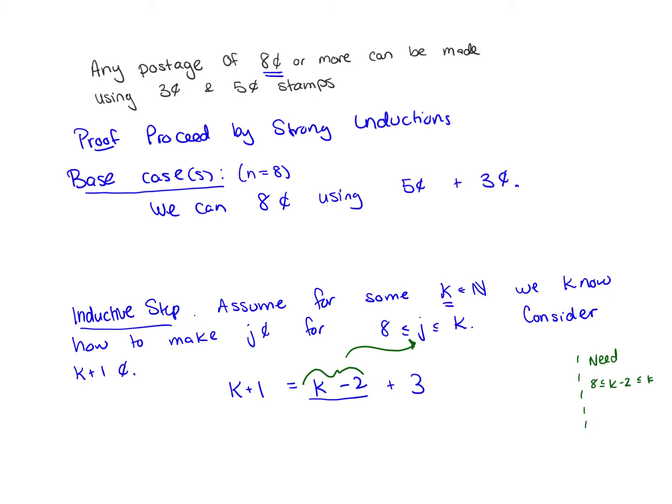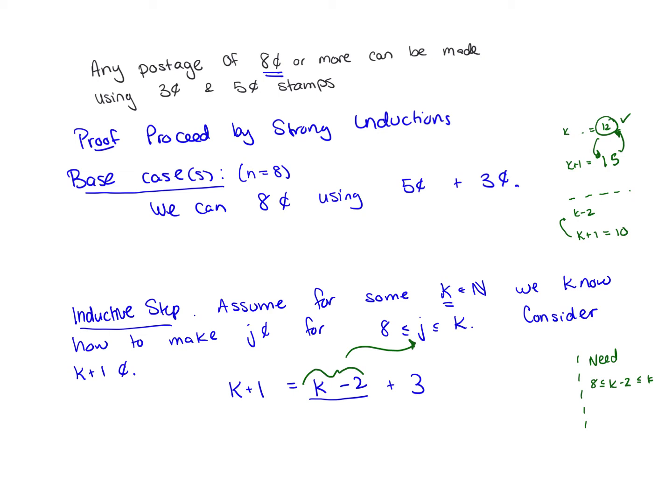Right, so for example, it's like saying I want to try to make 15 cents. So I subtract 3 from 15 to get that k minus 2 is 12. And as long as I know how to make 12 cents, then I just add that 3-cent stamp and I'm done. But I'm going to run into trouble, right? Let's say my k plus 1 was something like 10. So if I'm trying to make 10 cents, I go back to k minus 2.